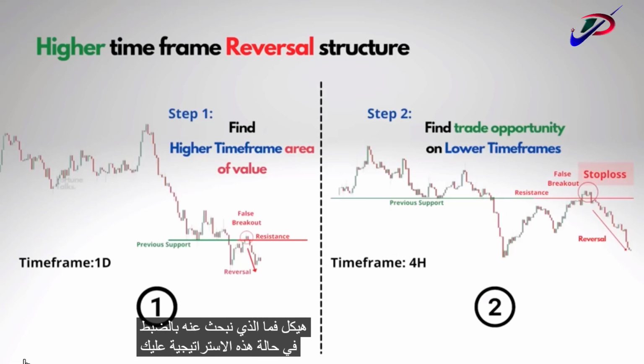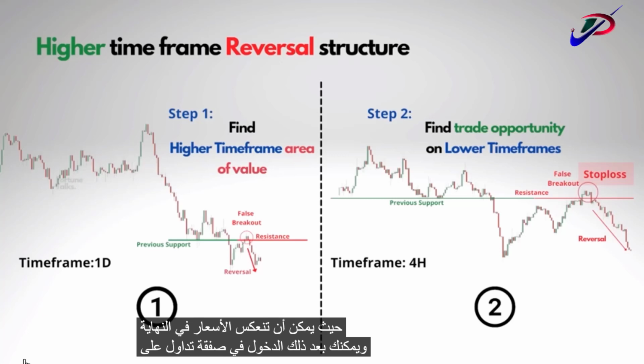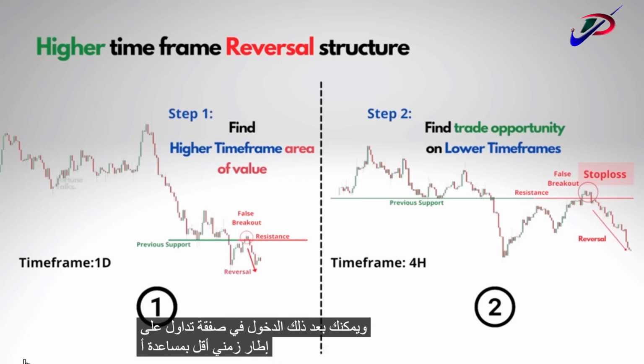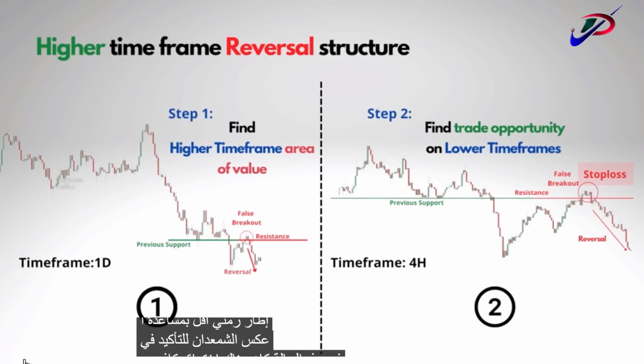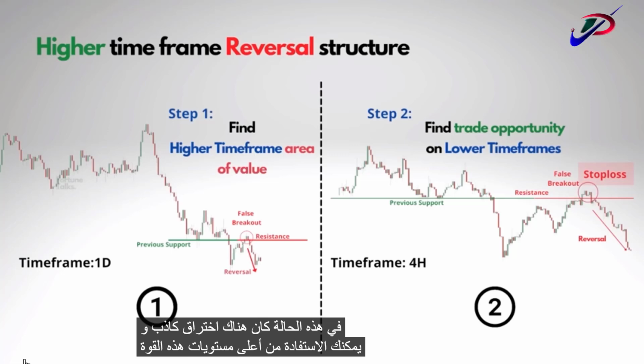In case of this strategy, you have to look for a higher time frame area of value like a support or a resistance where the prices can eventually reverse, and you can then take a trade entry on a lower time frame with the help of a reversal candlestick for confirmation. In this case, there was a false breakout and you can leverage the highs of this false breakout to place your stop loss.